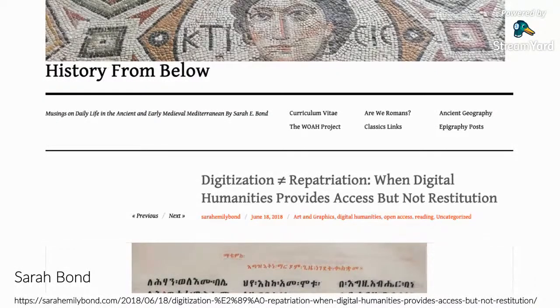So this brings me to the concept of IPR repatriation. So one thing that digitization is not, which Sarah Bond has written about, is a substitute for repatriation of the cultural manifestation. But let's tease this out a bit further.